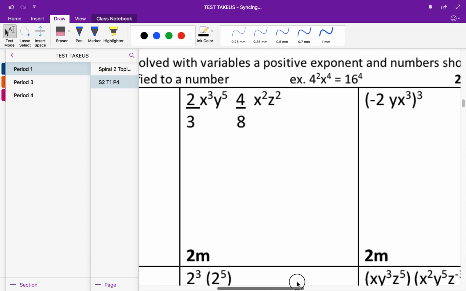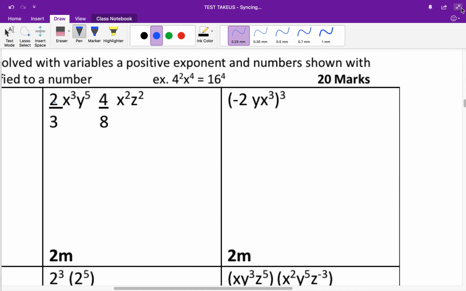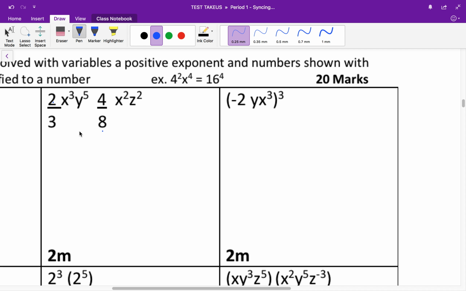Now if we go over here, same idea, where we're going to have our numbers with numbers here. Oh, where's my pen? There we go. So we have our numbers by numbers here. So we're going to go 2 times 4, which is going to be 8. 3 times 8, which is going to be 24.